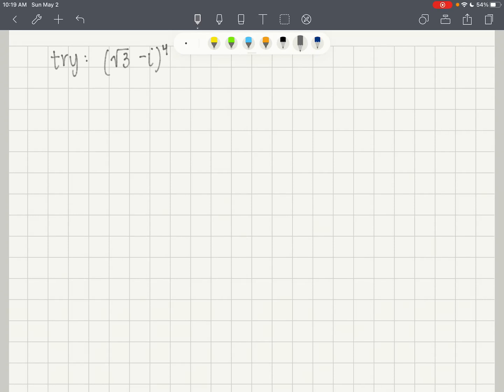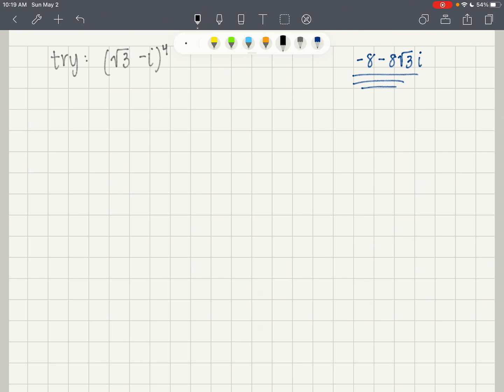Okay, the square root of 3 minus i raised to the 4th power. In case you saw this in the previous video and you want to see if you have the right answer, I'm going to put the answer right here. So some of you are saying, yes, I've got that. And others are saying, can you show me how you got that?